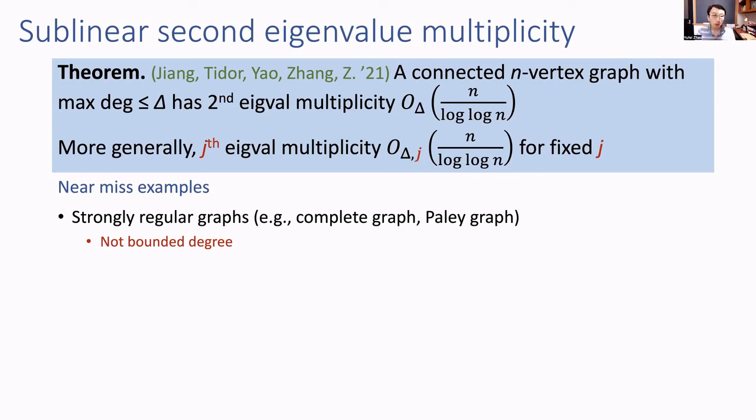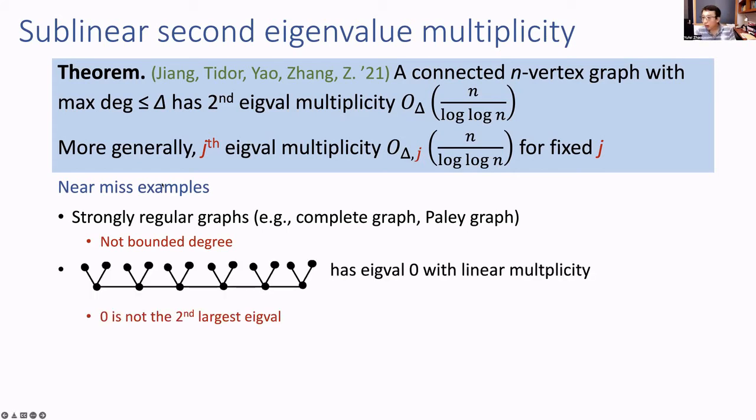So for strongly regular graphs, such as complete graphs, they have high second eigenvalue multiplicity, linear multiplicity in fact, but they can never be bounded degree. You can get other eigenvalues with high multiplicity. For example, this graph here, by attaching 2 leaves to every vertex, we can get eigenvalue 0 with linear multiplicity. Because I can attach a gadget, let's say put +1 and -1 on 2 vertices and 0 on all the other vertices, I can get an eigenvector, and I can move that eigenvector around. But 0 is never the second largest eigenvalue, it's one of the middle eigenvalues.